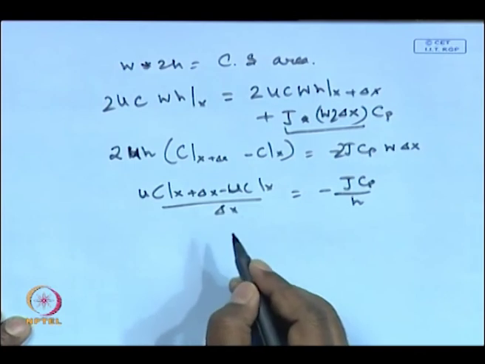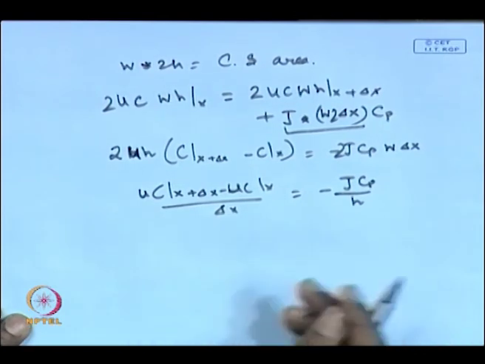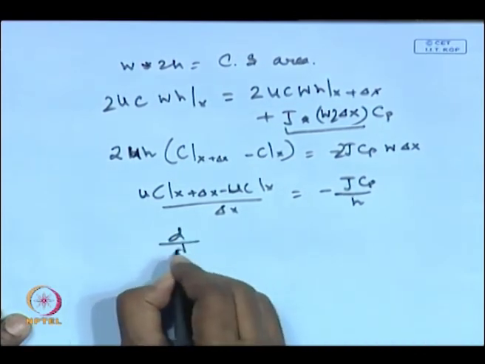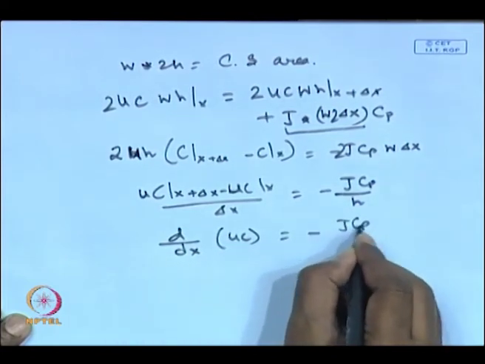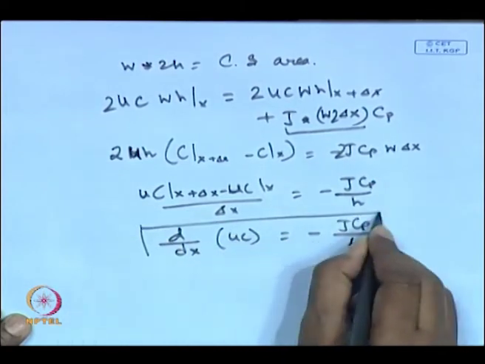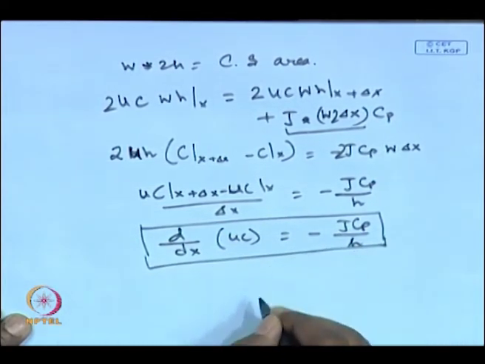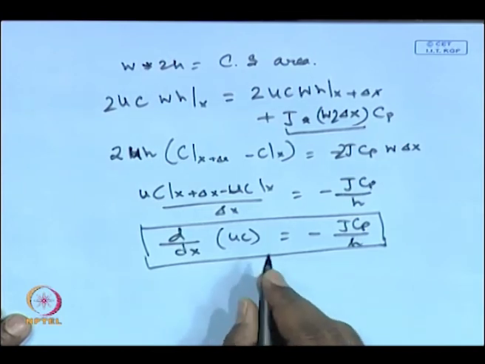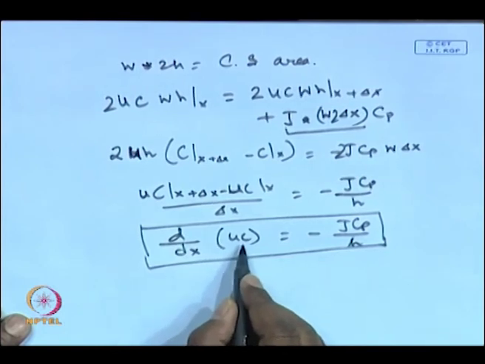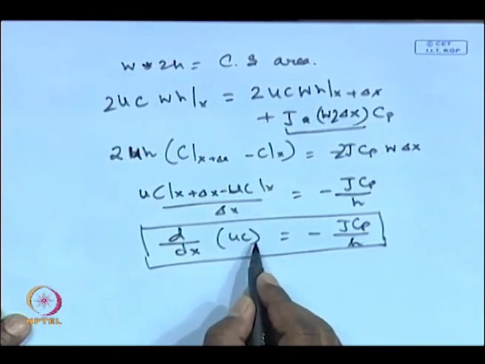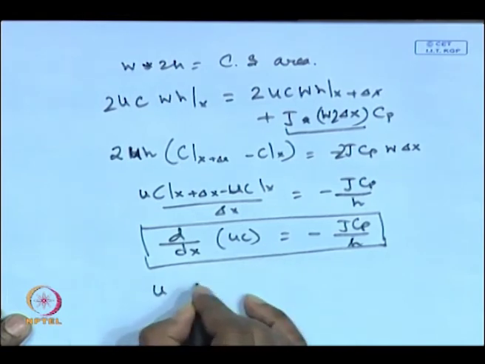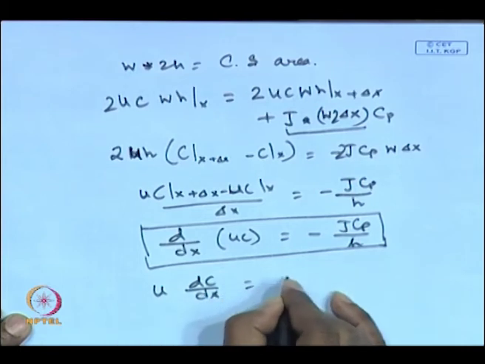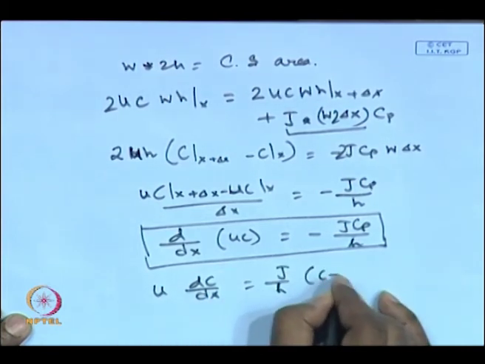So it will be a differentiation, d/dx of UC. That's correct, because U is also a function of x. So it is d/dx of UC is minus JCP divided by H, and we have already derived the expression of du/dx earlier, so you just open it up. That means U dc/dx plus C du/dx, and substitute du/dx from the earlier expression, and finally you will be getting U dc/dx is equal to J times (HC minus Cp).